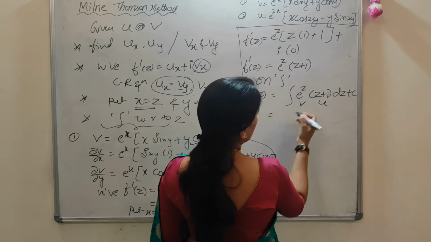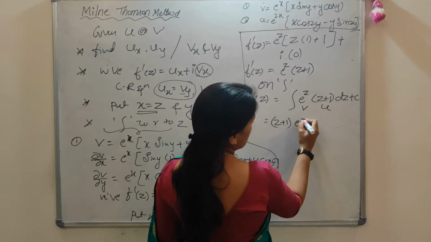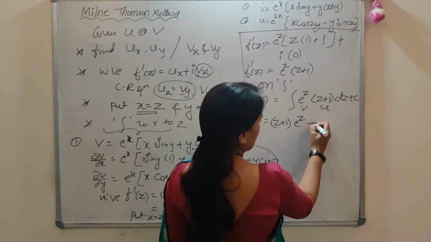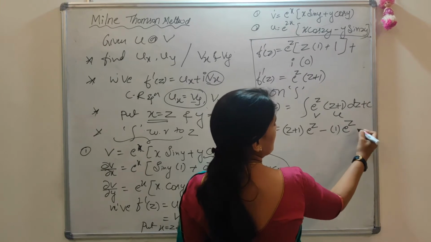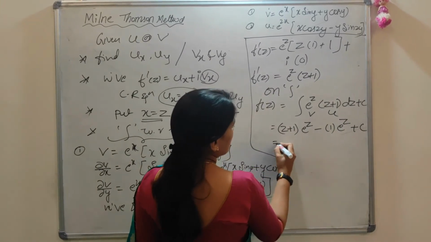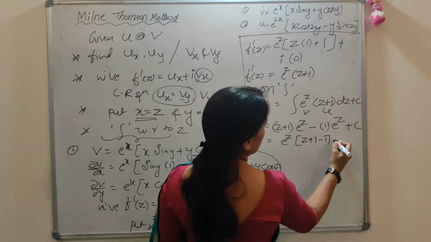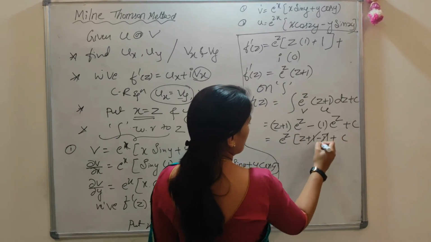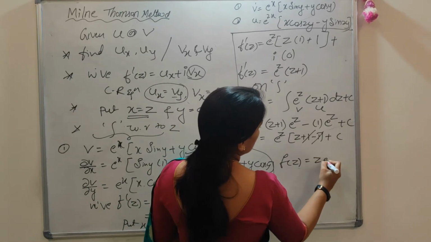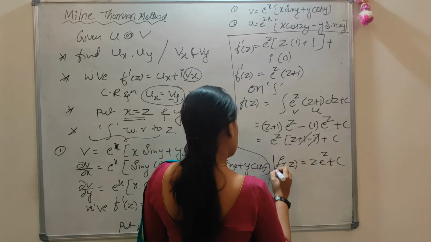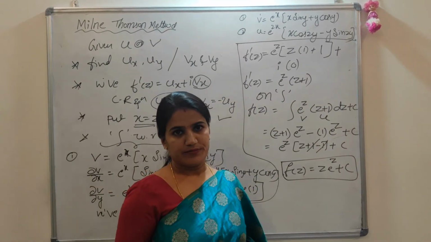This is u, this is v. So z plus 1 into the integration of e power z, minus the differentiation of z plus 1, which is 1, into the integration of e power z, which is e power z, plus c. So if I take e power z common, we get z plus 1 minus 1, plus c. So plus 1 minus 1 get cancelled. So f of z is z into e power z plus c. This is the required solution, the required analytic function.